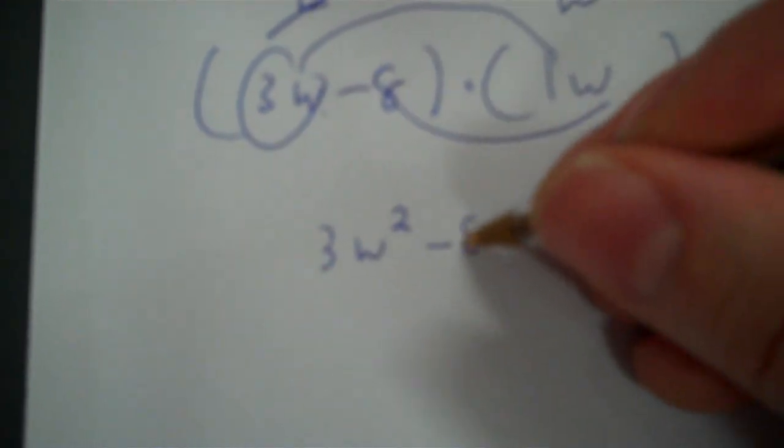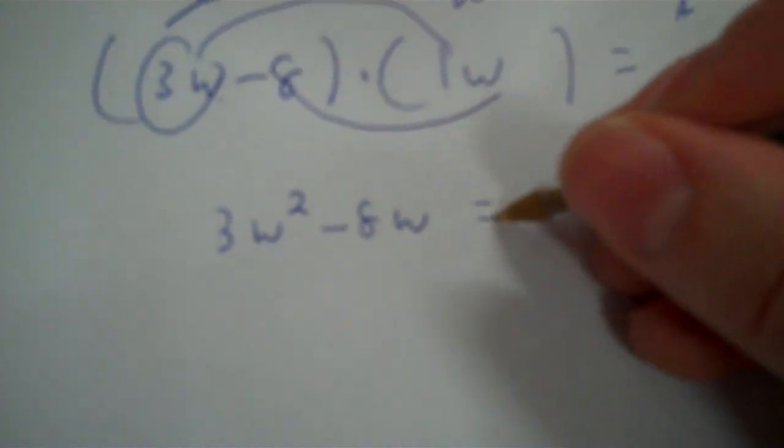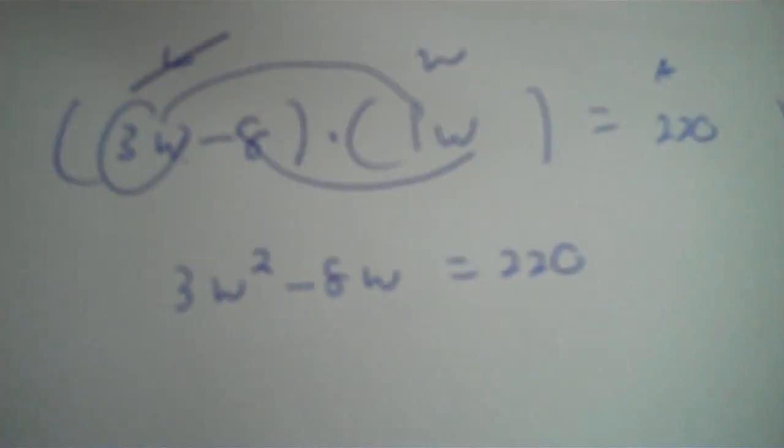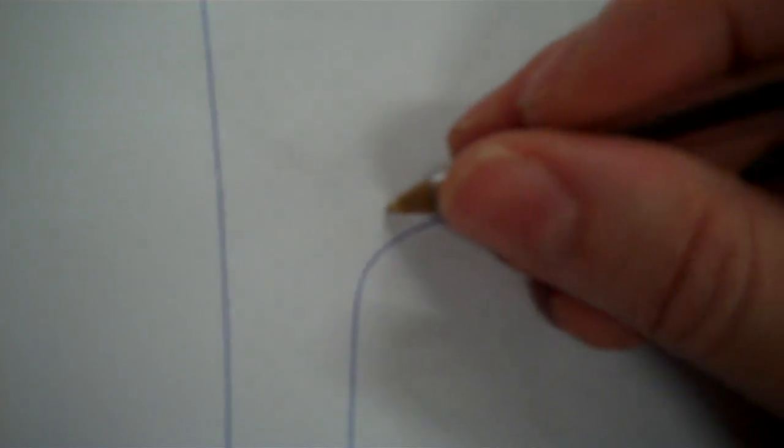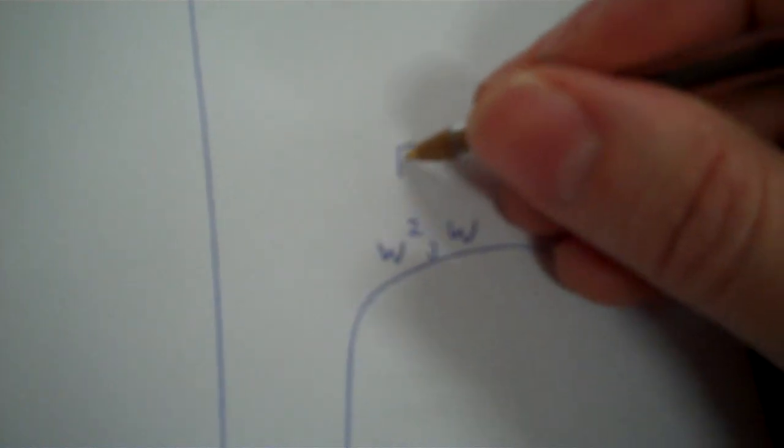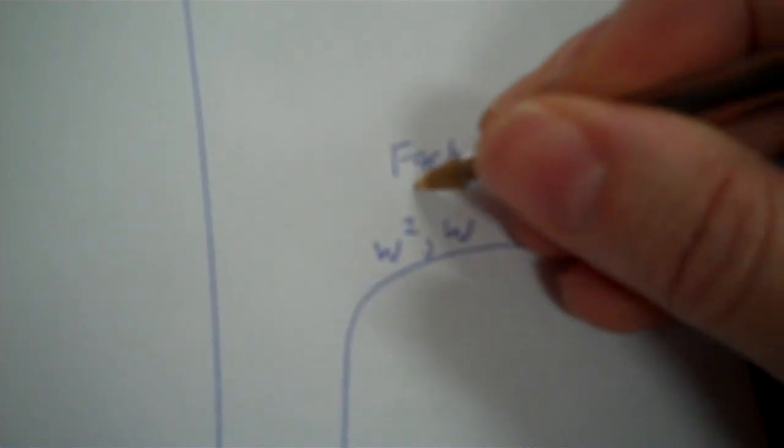Oh, sorry, the area is 220. You got to get that in there. So 3W squared, either plus negative 8W or minus 8W, it doesn't matter, equals 220, as long as you know that the 8 is negative. Okay, so now we're solving for W, so we have W to the second and W to the first, so that's definitely, we have to use factoring properties.